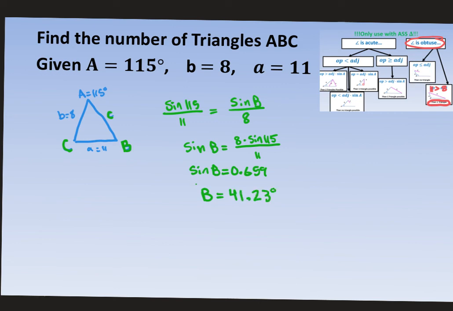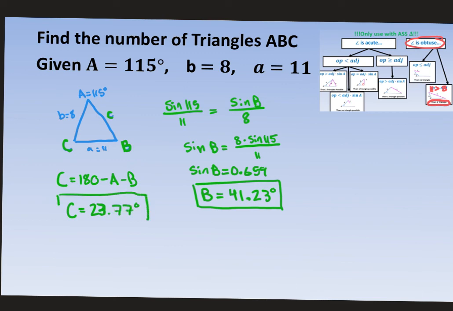41.23 degrees. Awesome, I know that angle now. Got to find the other missing angle, big C, triangle sum, 180 minus A minus B. So we'll plug that in our calculator, 180 minus 115 minus 41.23. We get that big angle C is 23.77 degrees. Awesome, we found big angle C.